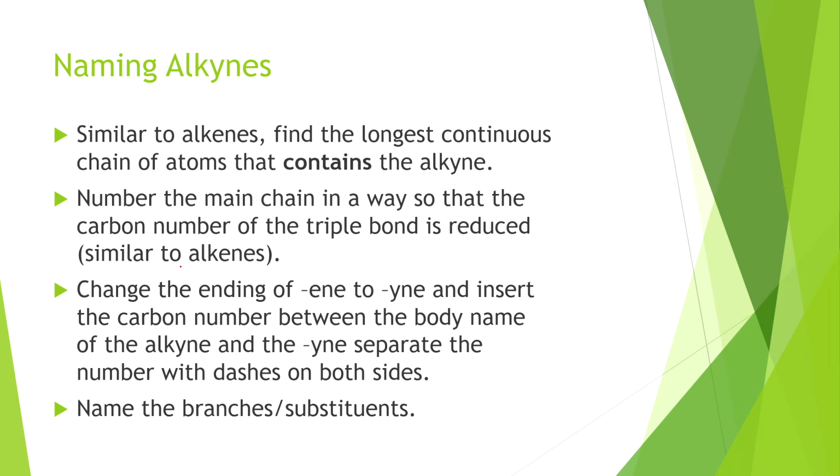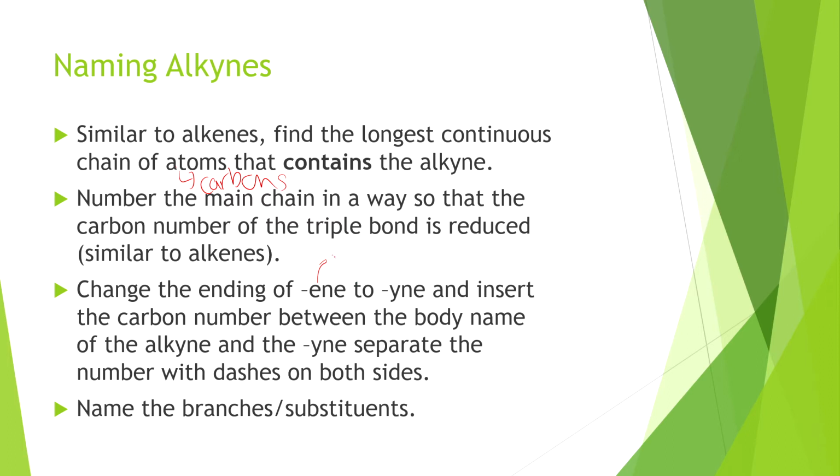So, naming alkynes. Similar to alkenes, find the longest continuous chain of atoms that contains the alkyne. Specifically, the longest continuous chain of carbons. You want to number the main chain in a way so that the carbon number of the triple bond is reduced. Similar to alkenes, you change the ending of "-ene" for alkenes to "-yne" and insert the carbon number between the body name of the alkyne and the "-yne". Separate the number with dashes on both sides. And then you name the branches and substituents.